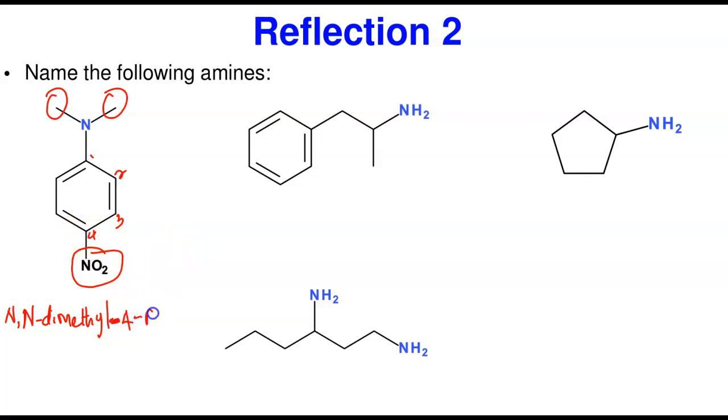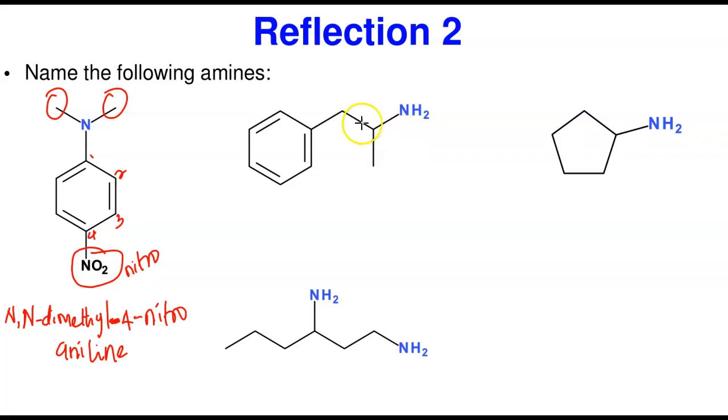4 nitro. Of course, this is a nitro. Remember that. 4 nitro aniline. Remember, all of them must end with aniline because aniline is their parent compound. Let's name this one. This one might be a little bit tricky. Let's see how that is named.